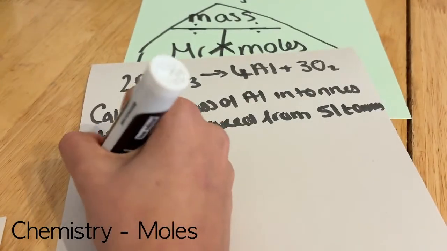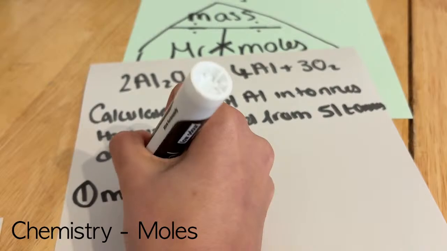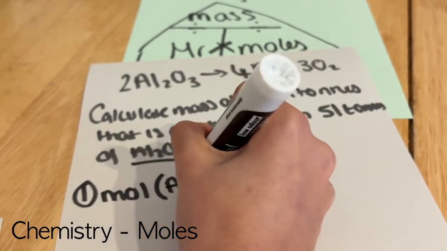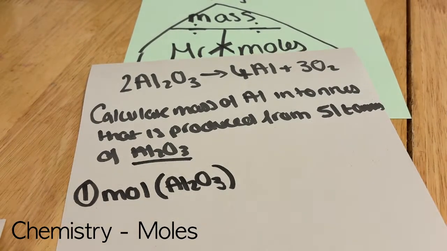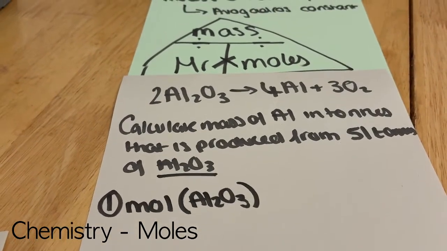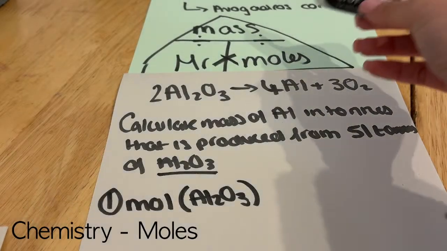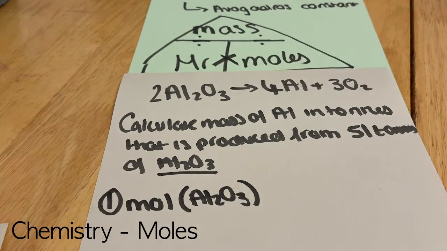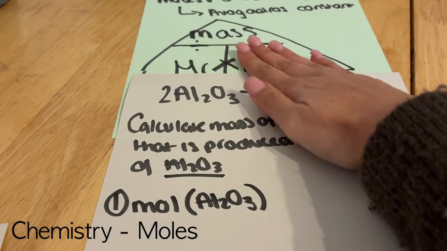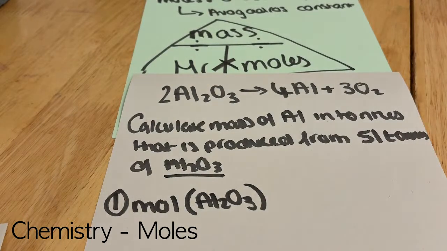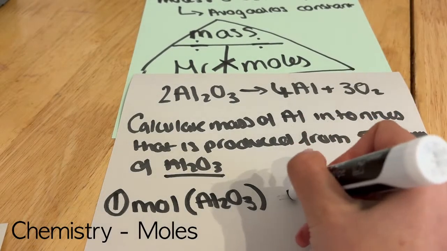So first step, moles of aluminium oxide. We can see here from our triangle that moles is equal to mass over Mr. If you're ever unsure of how to use this triangle, you just cover up what you're trying to work out. In this case, we're trying to work out moles. You cover up moles, and you can see that's equal to mass over Mr. So we're going to be doing mass over Mr.